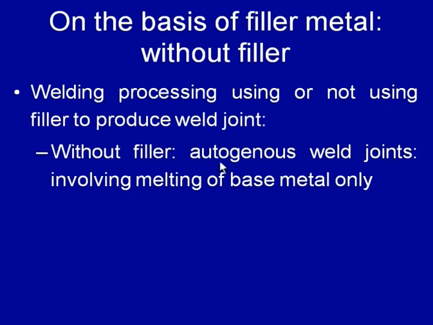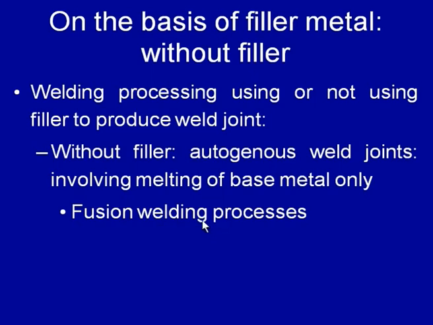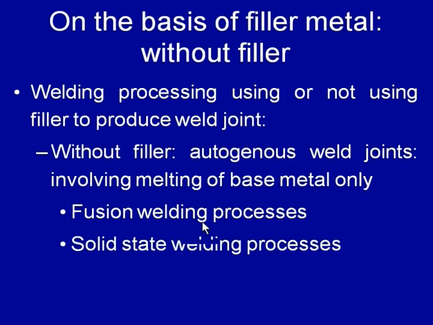When the welding process does not use any filler material, the weld joints are called autogenous weld joints. These processes mainly cause melting of the base material only, and thereafter solidification of the molten base material results in the metallic continuity. Under this category, we have the fusion welding processes, where the edges of the plates to be welded are brought to the molten state. Subsequently, their solidification results in the metallic continuity to produce a weld joint.